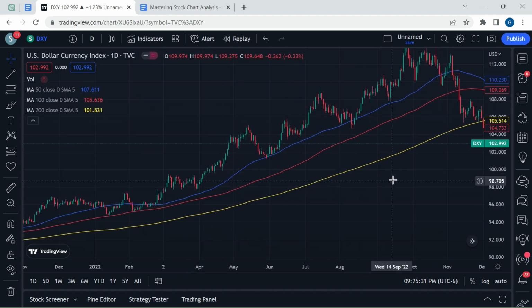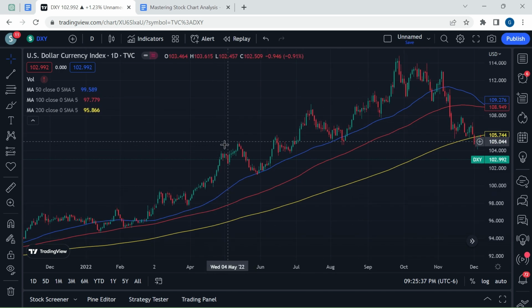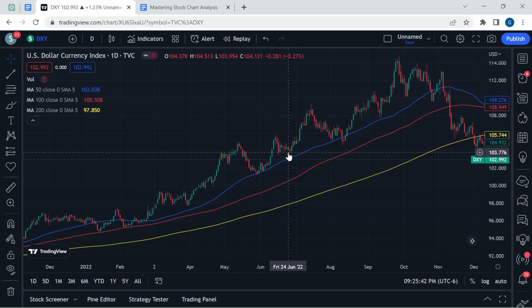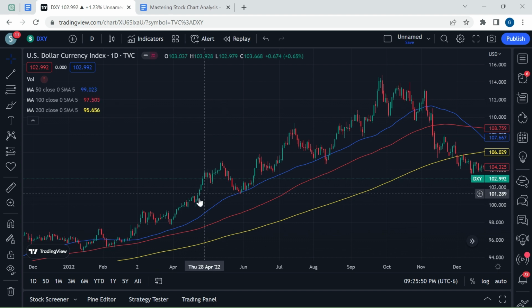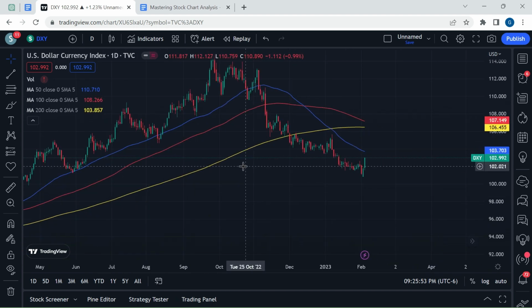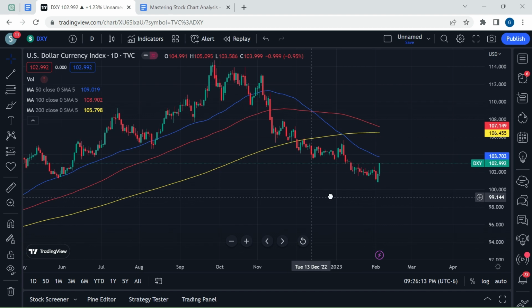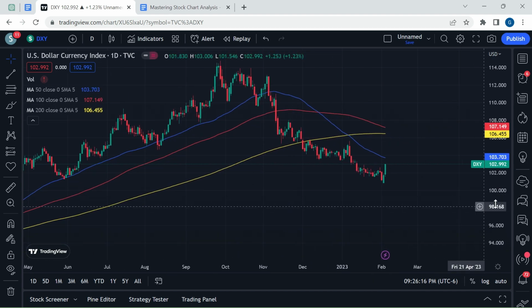So when price is trading above your moving averages, you are in an uptrend. As we can see here, we have a higher high, a higher low, a higher high, a higher low, and a higher high and a higher low. So that's definitely an uptrend. Here we can see recently price actually went below the moving averages, so it's actually starting to go into a downtrend. That's identifying an uptrend and a downtrend.